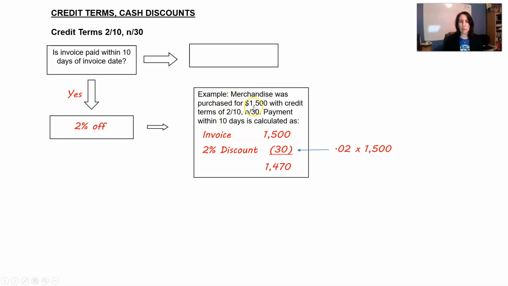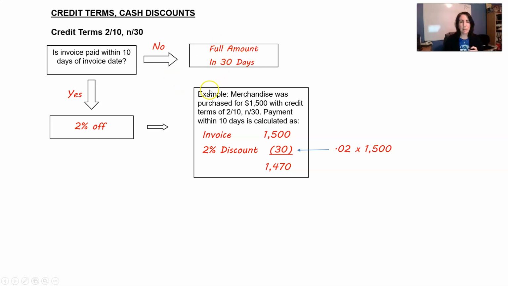Merchandise was purchased for $1,500 with credit terms of 2/10 net 30. Payment within 10 days is calculated as follows. The invoice is $1,500, but we're not going to pay $1,500. We're paying $1,500 minus a 2% discount, which is $30 on $1,500. So the dollar amount we're actually going to pay is $1,470 if paid within the credit period. If they don't pay us within 10 days, then they just owe us the full $1,500.